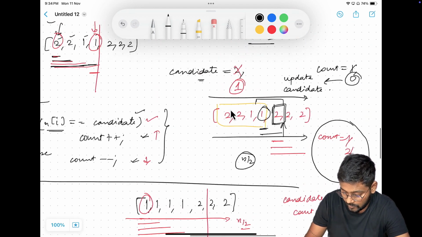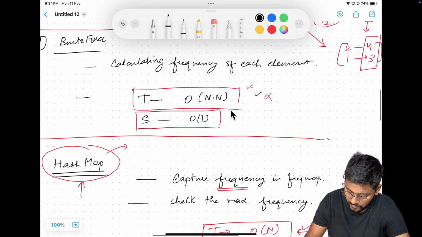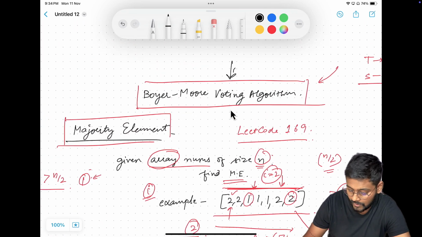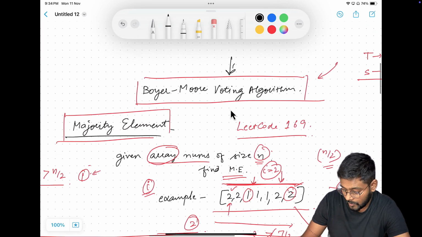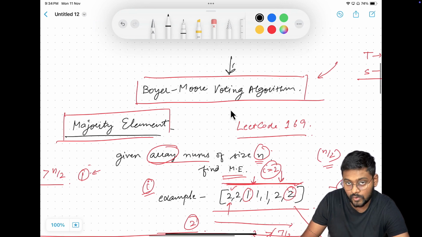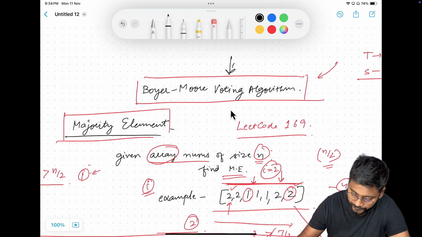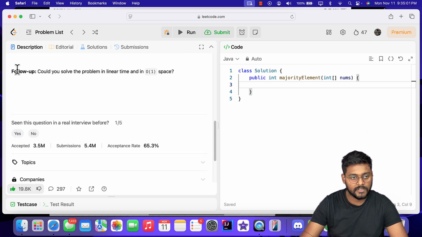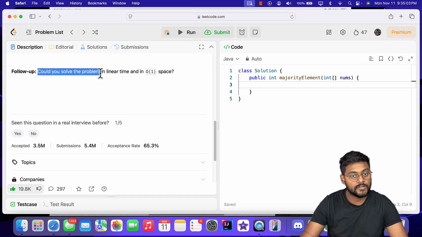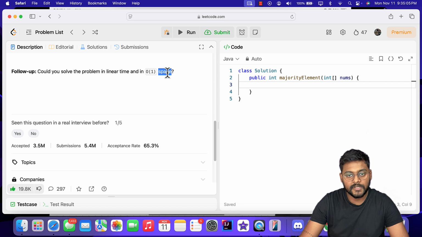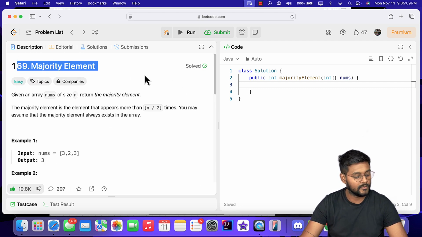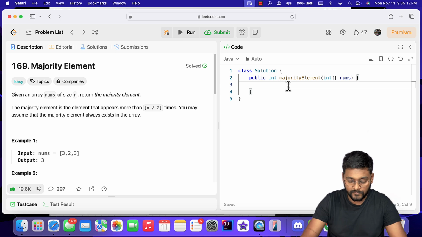So whenever an interviewer asks you to reduce the space, just think of this algorithm, the Boyer-Moore voting algorithm. Okay, I hope you understood the approach. Let's try to code this problem. If you scroll down the problem, you will see that there is a follow-up question: could you solve this problem in linear time and O(1) space? So we are directly going to use the optimized approach, which is the Moore voting algorithm.